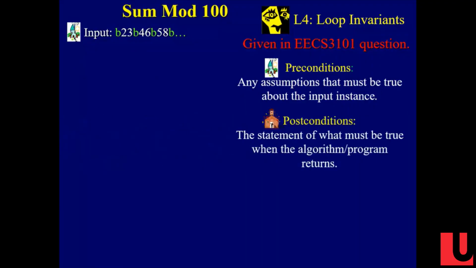What's the output going to be? We're going to think of these 2 digits as a number between 0 and 99, and we're going to add them up. And we're going to do it mod 100. Why do we do it mod 100?